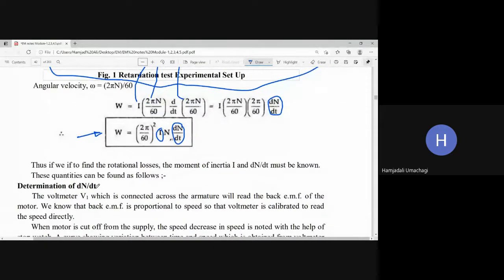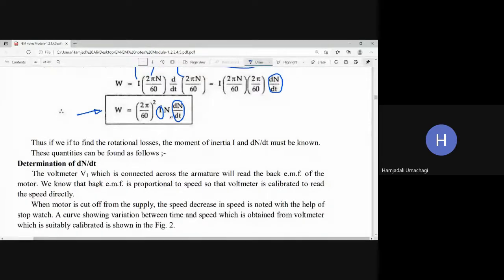Determination of dN by dt. What is this dN by dt? Rate of change of speed with respect to time. Whenever you disconnect the power supply to the motor, the speed of the motor will start to decrease, which is nothing but the retardation process taking place. So what is the change in the speed with respect to time once you disconnect the motor from the power supply? That dN by dt you are going to calculate.